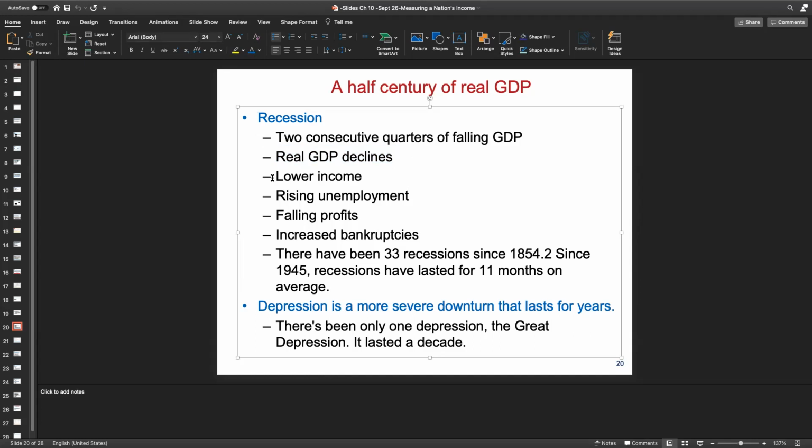So that actually shows the lower income, rising, usually recession comes with lower income and rising unemployment. Of course, there are 2 sides of the equation again, and you will see that in future chapters. Falling profits, increased bankruptcies, as you can see recently in the COVID-19 lockdown, increased bankruptcy.